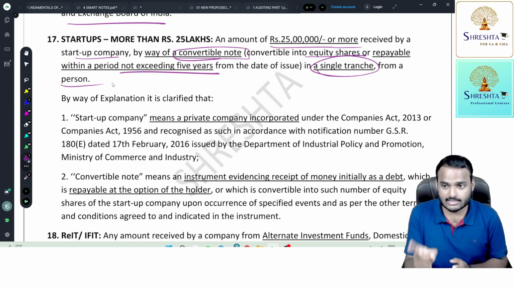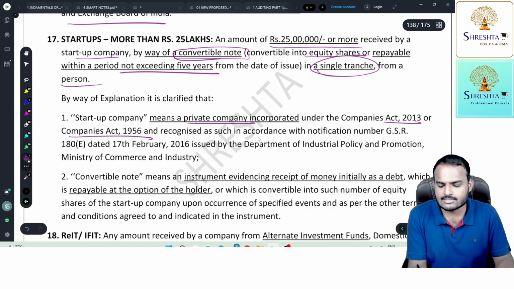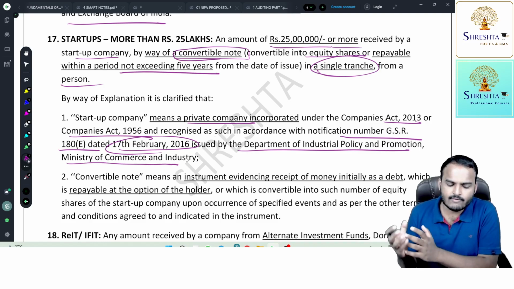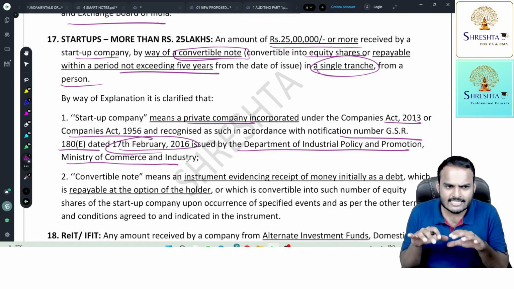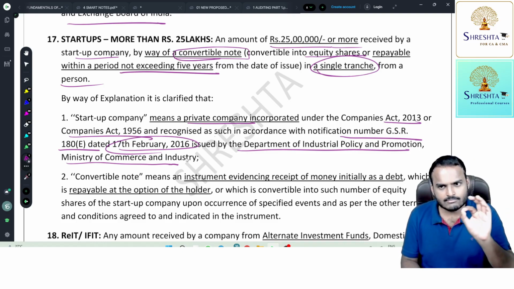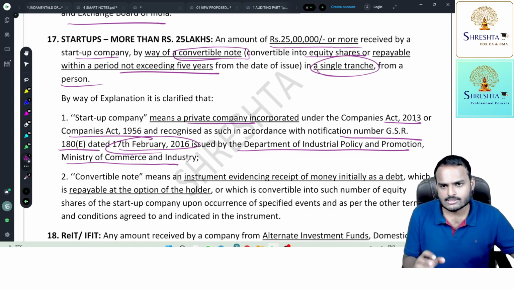Particularly startup companies, not other companies; this provision is only with respect to startups. So what is a startup, sir? Startup means a private company incorporated under the Companies Act 2013 or an earlier act and recognized as such in accordance with notification number GSR 180E dated 17th February 2016 issued by the Department of Industrial Policy and Promotion, Ministry of Commerce and Industry. If you satisfy these requirements, you'll be given recognition called startup. That's it. And when you receive money from any person under a single transaction of 25 lakhs, then it won't be treated as a deposit.